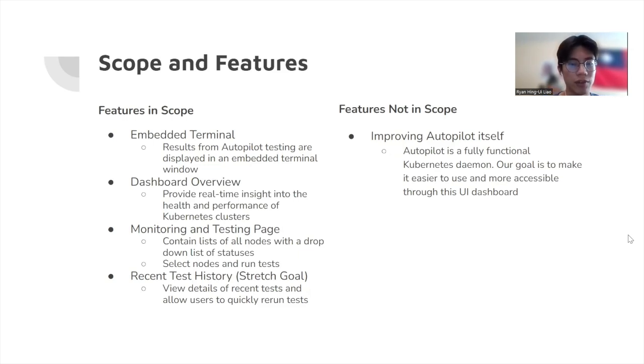Let's talk about the scope and features of this project. Some of the features that we have in scope are an embedded terminal, which will display the results from Autopilot testing when requested. We will have our dashboard overview, which provides real-time insight into the health and performance of the Kubernetes clusters. We'll have a monitoring page and a testing page, where the monitoring page will contain lists of all the nodes with a drop-down list of statuses you can select to filter out different nodes. On the testing page, you will be able to select nodes and run different tests.